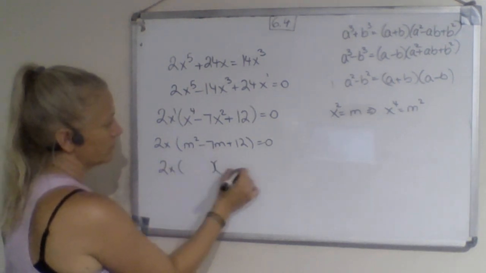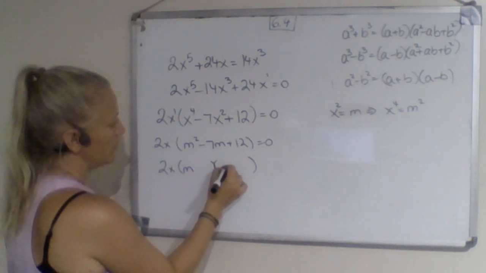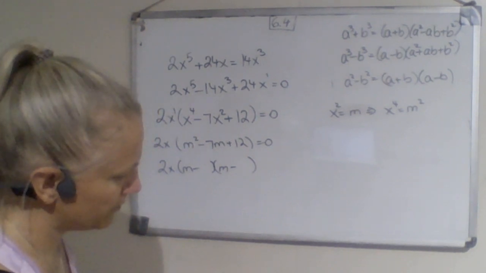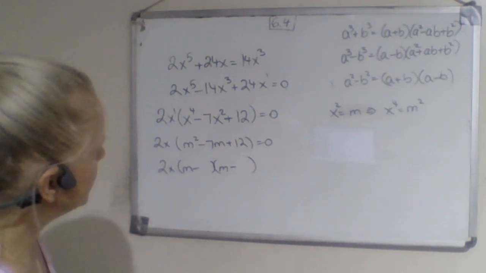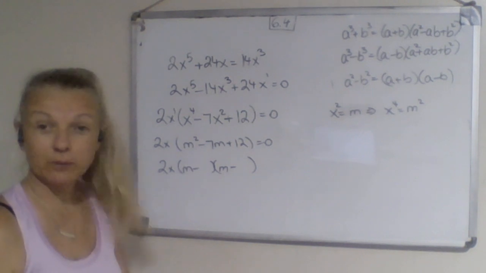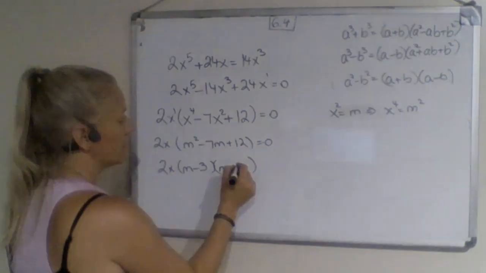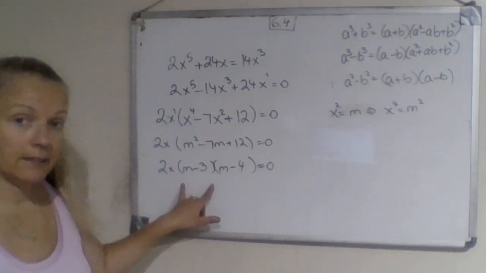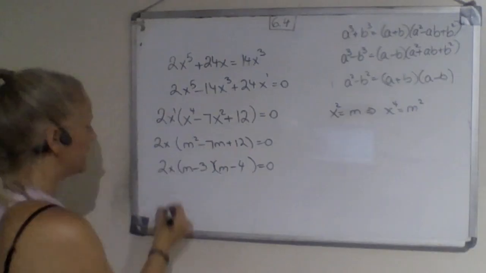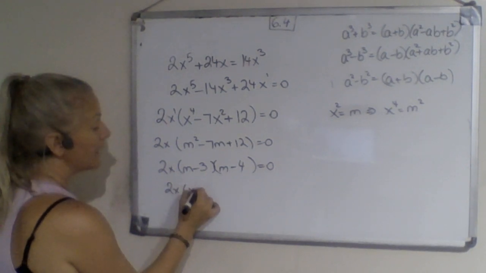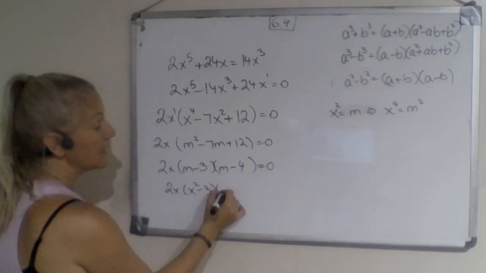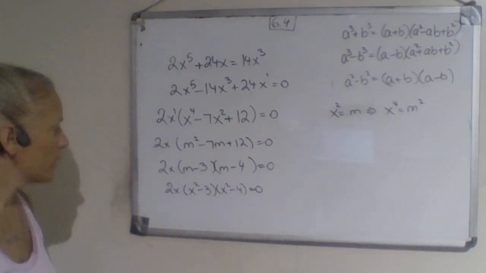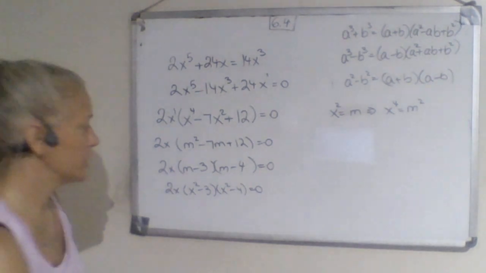2x, 2 parentheses, m. I know there's 2 minuses. And I get, I need 2 numbers that multiply to a positive 12 and add to a negative 7: minus 3, minus 4, equals 0, right? I can't continue like this. I need to put my x's back in. I end up with 2x, x squared minus 3, x squared minus 4 equals 0. And this is where you start putting them each equal to 0.